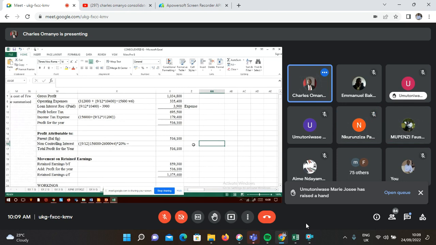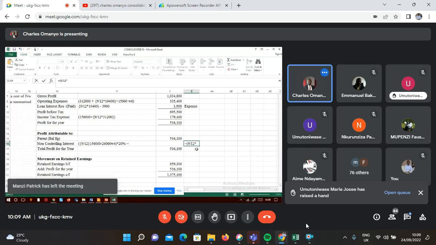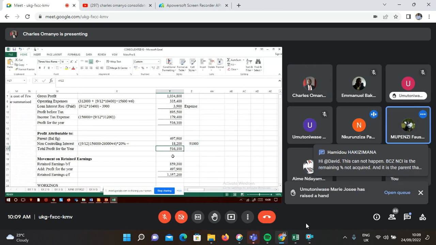Do you understand me? Look at this. I'll need to multiply by 20%. So I'll take 9 over 12 times 156,000, I hope we are together, minus 26. Do you agree? That is the whole profit of the subsidiary. And then you take this answer times 20%. Does it make sense? Yeah, sure. Yeah, okay. It is now clear. It is now clear. Okay, thank you.